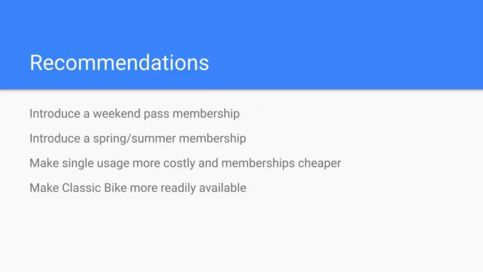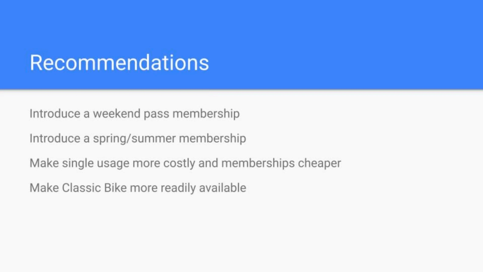So from that, what I recommend Cyclistic does is, first, I think they should introduce a weekend pass membership. As we saw earlier, casual riders tend to use the bikes much more during the weekends. So if we made a membership that covers just Saturday and Sunday, I think we would see more casual riders sign up for that membership service.